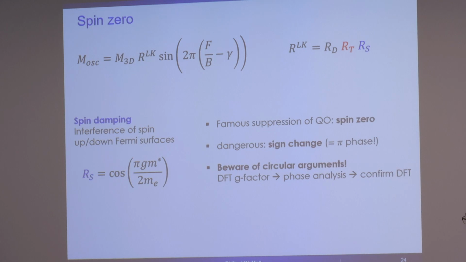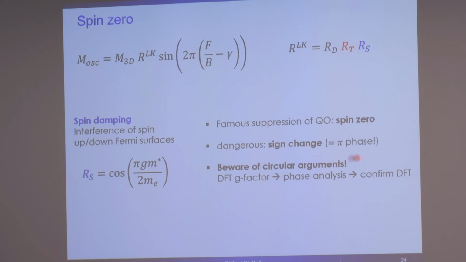And that's something that we really don't get too easily in complex metals. So this factor here is responsible for an effect that is called spin zero. It's a famous suppression of the quantum oscillations. It essentially happens when this argument happens to be pi, or multiple 2 pi times this. Then RS becomes zero, so the whole oscillation amplitude becomes zero and it's gone. It's called a spin zero effect. It's very popular in 2D materials, in organic conductors and things like this.